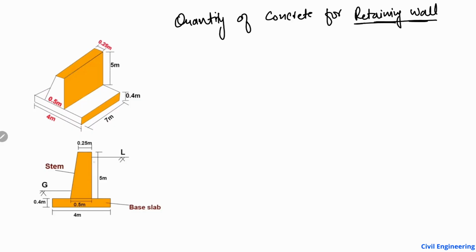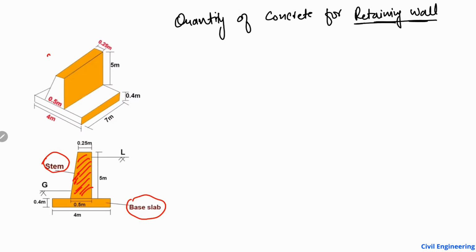You see here, if this is the retaining wall, this one I have drawn with a red line. The retaining wall is always constructed with a base slab. This is the base slab. The upper portion of the wall is mostly known as the stem. So we are going to find out the quantity of concrete for this retaining wall.